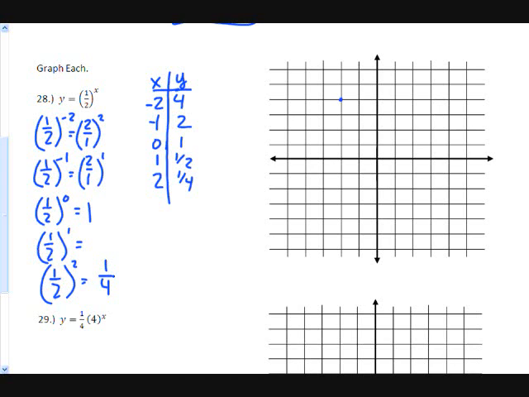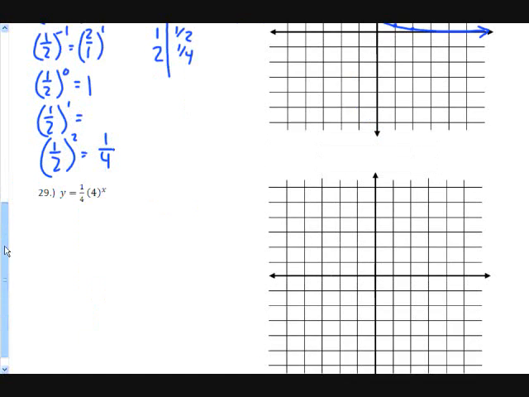The -2, 4 is up here. The -1, 2. The 0, 1. The 1, 1/2. And the 2, 1/4. And I just do my best. And now I know what this thing's going to look like. I know it's going to be a curve. I know it's going to hug that line, the x-axis. And it's going to be decreasing. See, it decreased from left to right, which makes sense because, obviously, this was exponential decay because the b value is between 0 and 1.